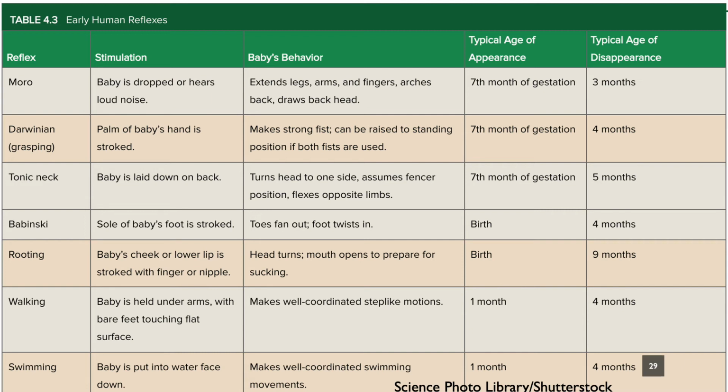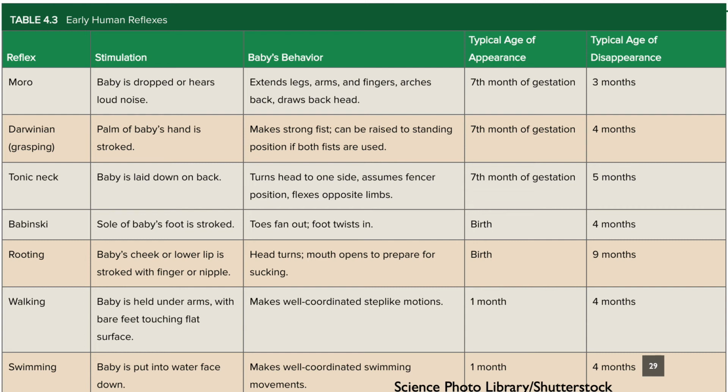The moro reflex is if the baby is dropped or hears a loud noise, it tends to extend its arms and legs and fingers and arches back and draws its head back. This tends to disappear at about 3 months. The grasping reflex, when the baby's hand is stroked, it will grab onto whatever is stroking it, and it makes a strong fist. It can be raised to a standing position if both fists are used. This tends to go away about 4 months.